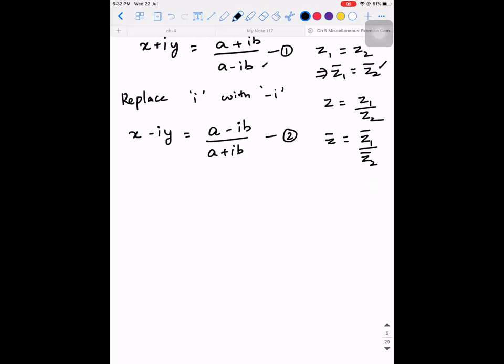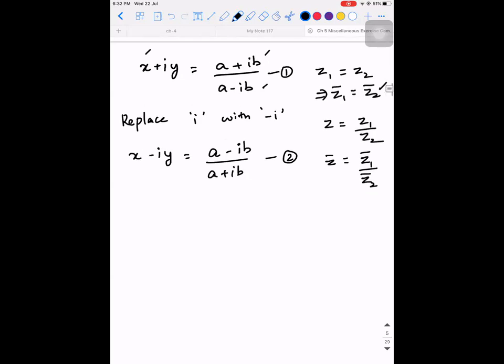Okay, I'm just taking conjugate on both the sides. So when I do that, the conjugate of a plus ib will become a minus ib, and the conjugate of a minus ib will become a plus ib. Did you guys understand this or not? Just tell me, I'll proceed to the next step. I hope it is clear. Yes, sir.